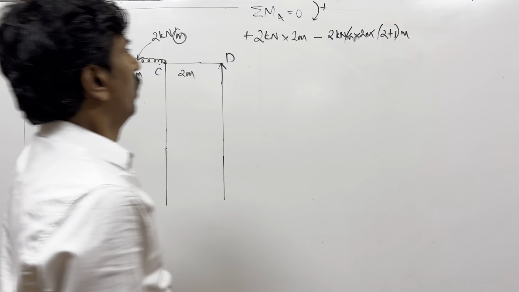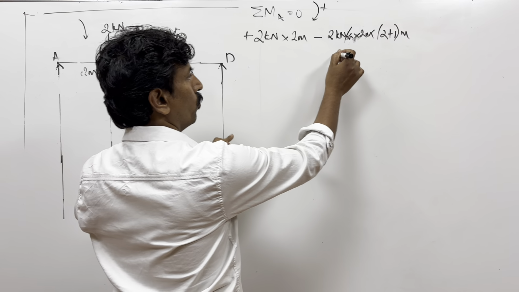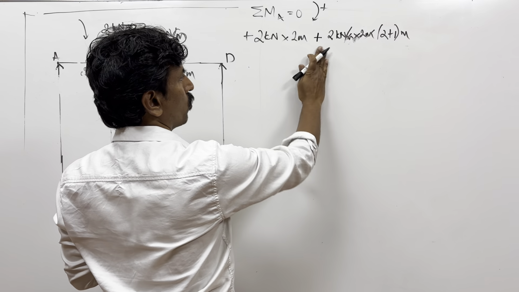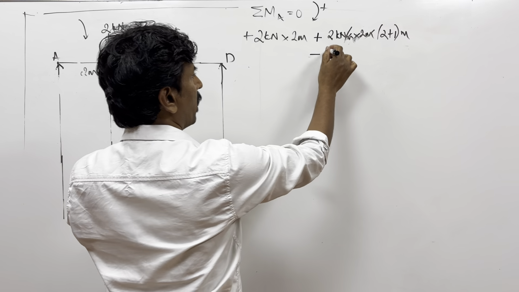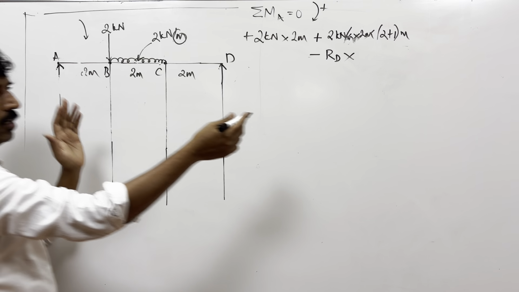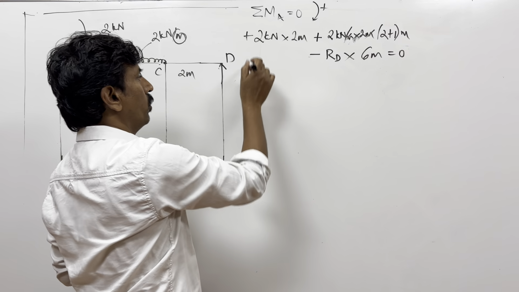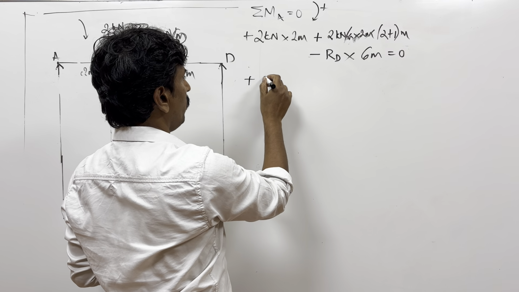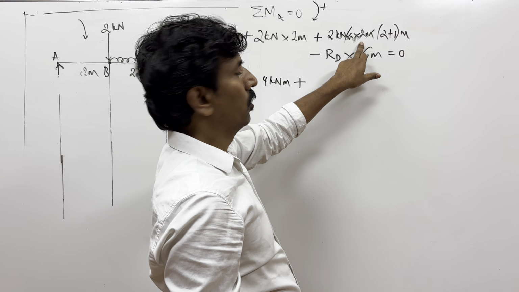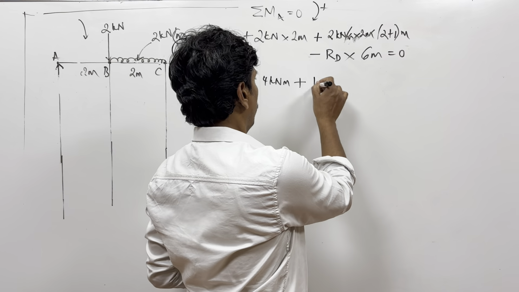Okay. So then you got only one force which is actually positive. Is this positive or negative? Positive. So only one negative force here. So minus RD into what distance? RD is acting at what distance from A? 6 meters. So minus RD into 6 meters is equal to 0. So now, what is this value here? So that is plus 4 kilonewton meter. And what is this value? 2 into 2, 4. 4 into 3, 12.